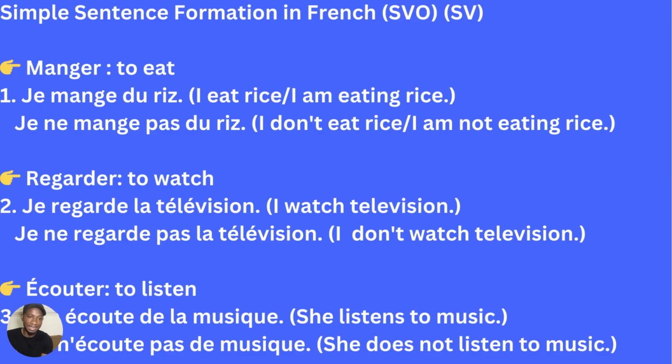All right, and then to say I am not listening to music or I don't listen to music, you say what? Je n'écoute pas. Je n'écoute pas de la musique. In this case, it's even a she. It's elle. Elle écoute de la musique. She's listening to music. Elle n'écoute pas de musique. She's not listening to music.